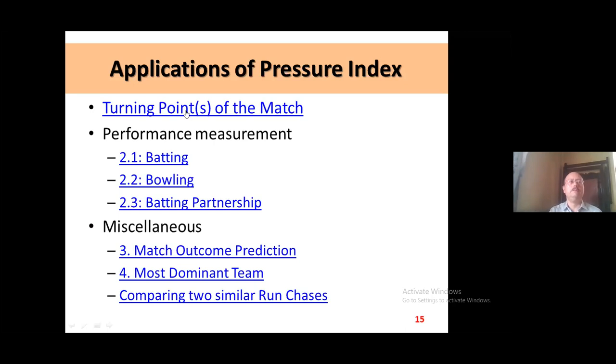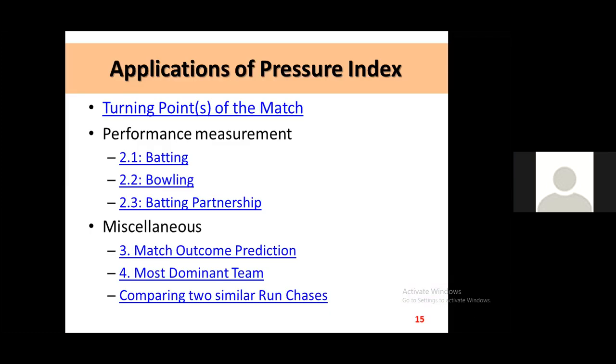So we will talk about turning points. We will talk about performance measurement in terms of batting, bowling, and batting partnership. Batting and batting partnership are very important together. And then there are some miscellaneous applications about outcome prediction. Can we predict the outcome with some intermediate observations? How to define something called a dominant team, and also how to compare run chases. If there are two similar kinds of run chases, can we compare them? These are the questions that we try to answer using this pressure index computation.